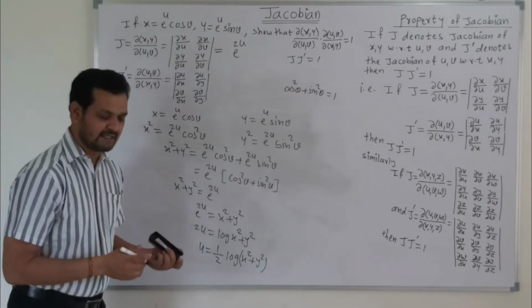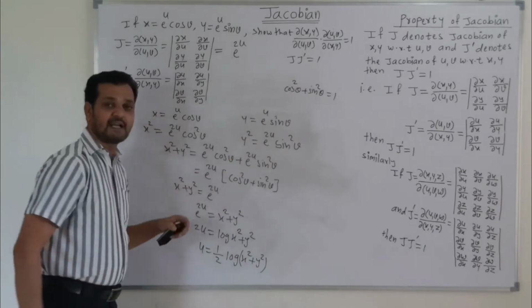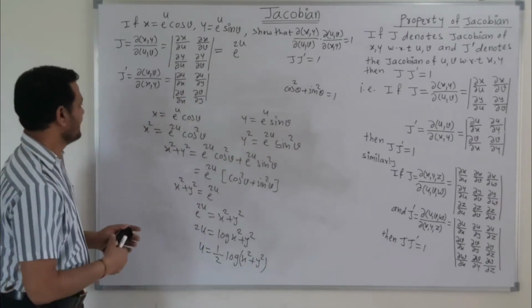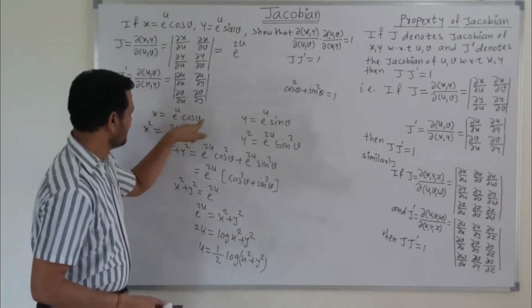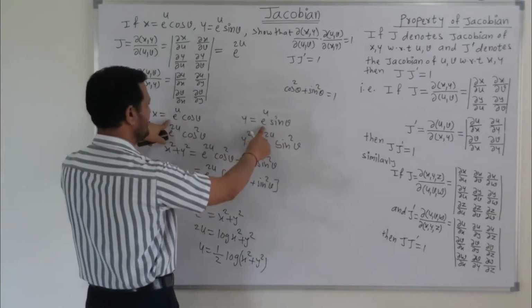Now friends, once again from the given equations, x and y, try to find the value of v. So v is in cos of v and sin of v. That means try to cancel the term e raised to u.